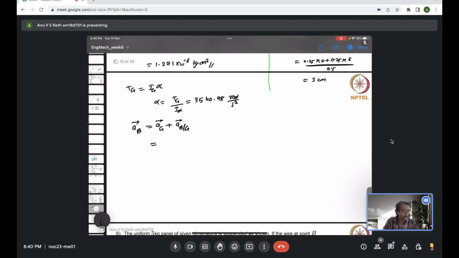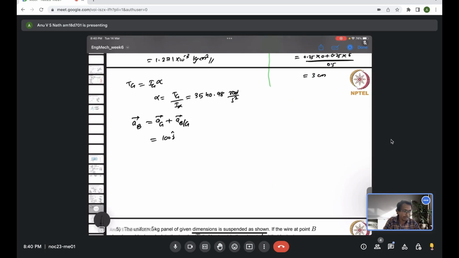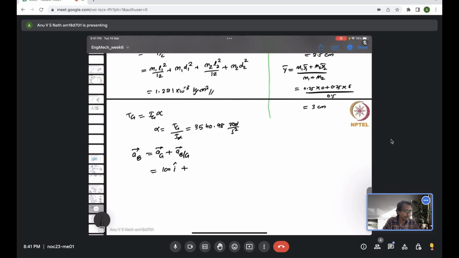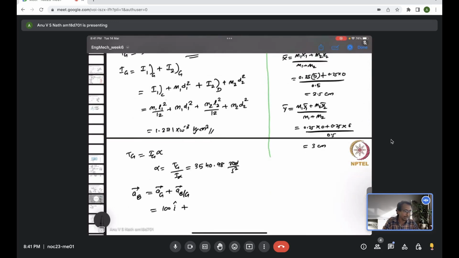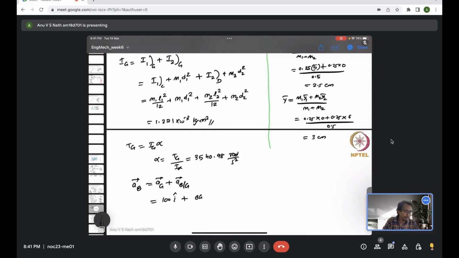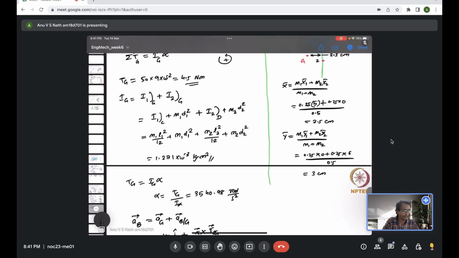Okay, so acceleration of the center of mass is already given, which is 100 i, which we already evaluated, 100 in the x direction. Now acceleration of B with respect to G, you can see about G the point B is rotating, right? Pure rotation, which is the distance BG times alpha. Now you have to be careful. You have to take the vector sum. It's alpha cross r BG. Now you have to appropriately do that vector addition.